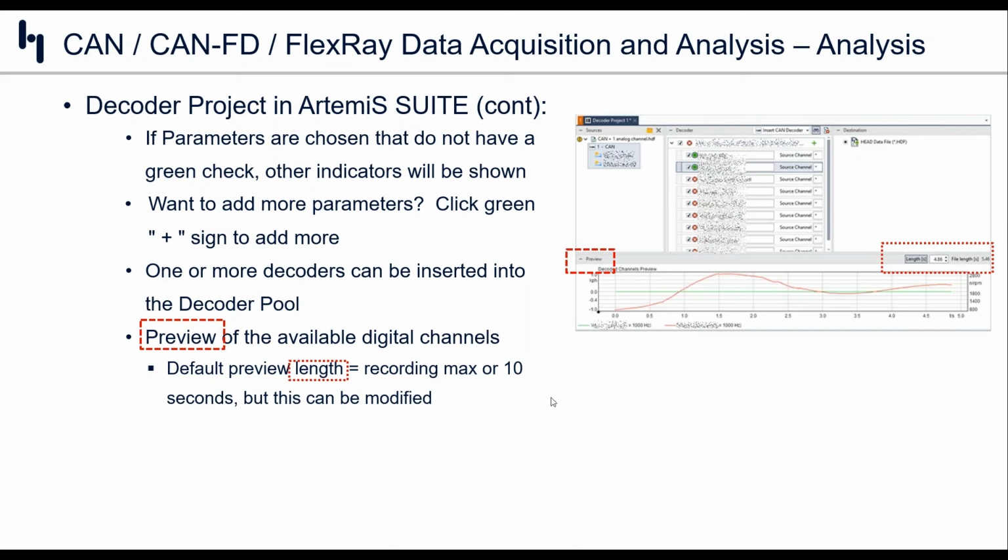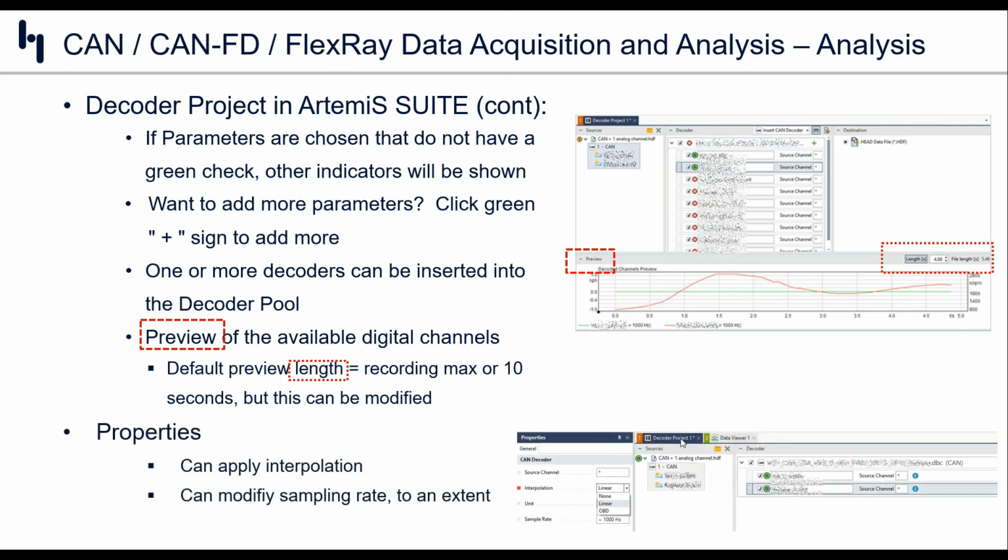So the default preview length, this is the recording max or 10 seconds. So that's the default right now. So this file is only about 4.5 seconds long. Therefore, it only shows 4.5 seconds. If it's 100 seconds long, it'll default to 10 seconds, but you can modify that field and change that to whatever you'd like.